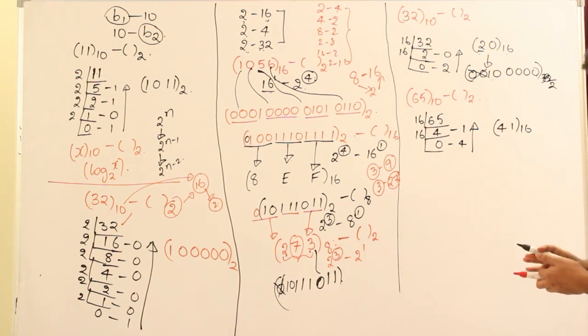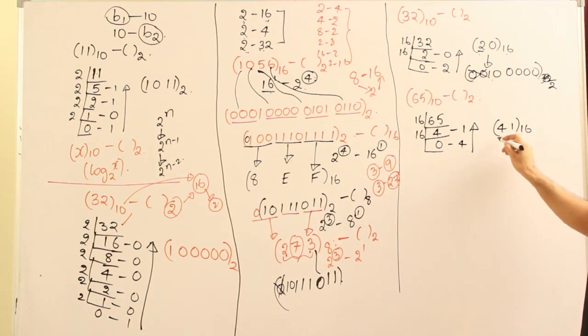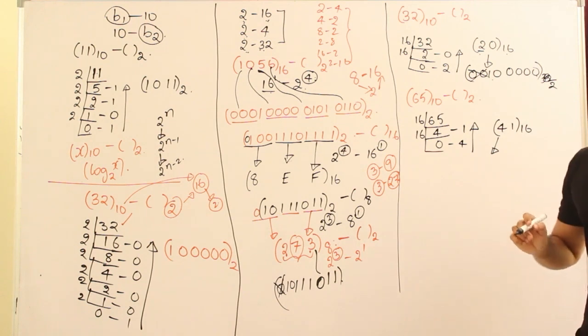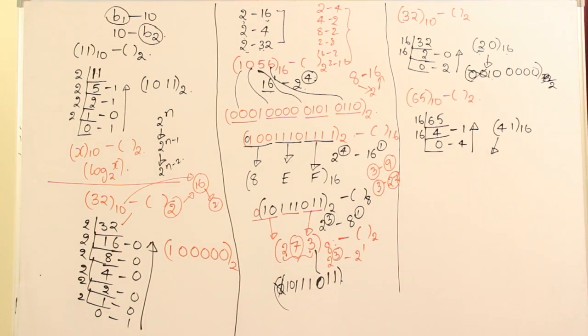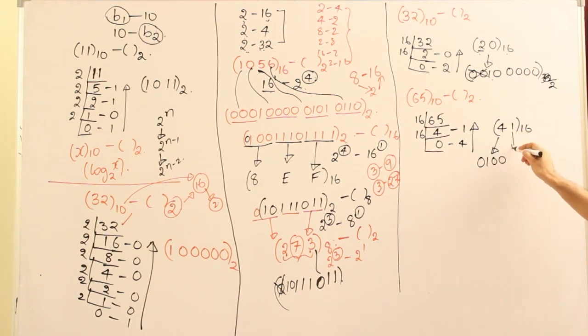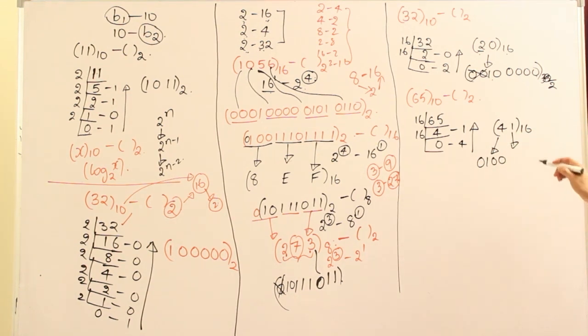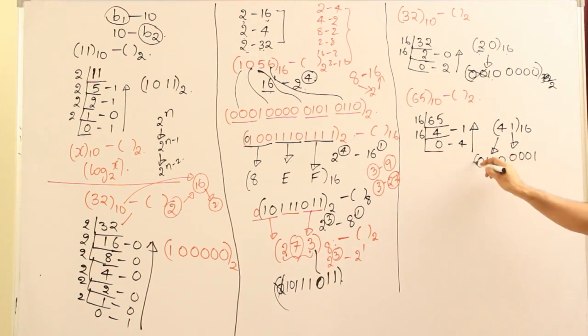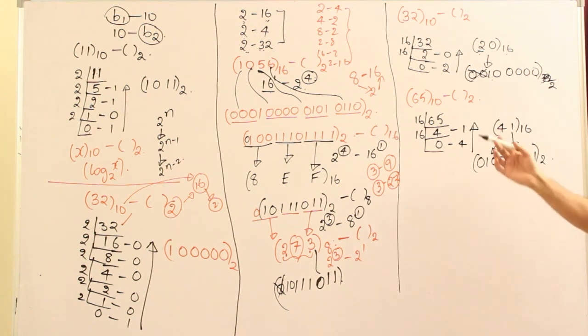Now you convert this to base 2 easily. How? Represent 4 in 4 bits and represent 1 in 4 bits. If I represent 4 in 4 bits, it is going to be 0 1 0 0, and if I represent 1 in 4 bits, it is going to be 0 0 0 1, right? So this is in base 2. So this is the value of 65. We got it easily.